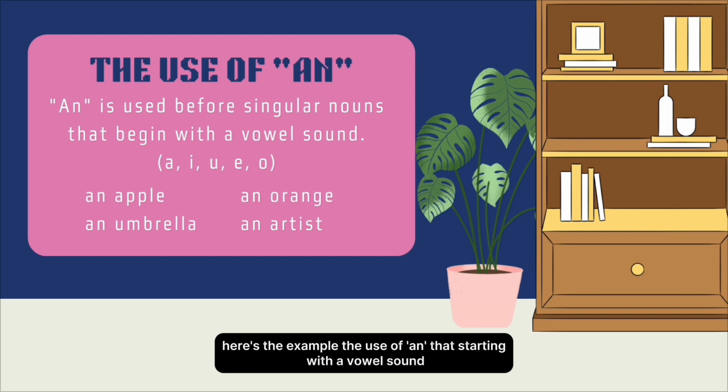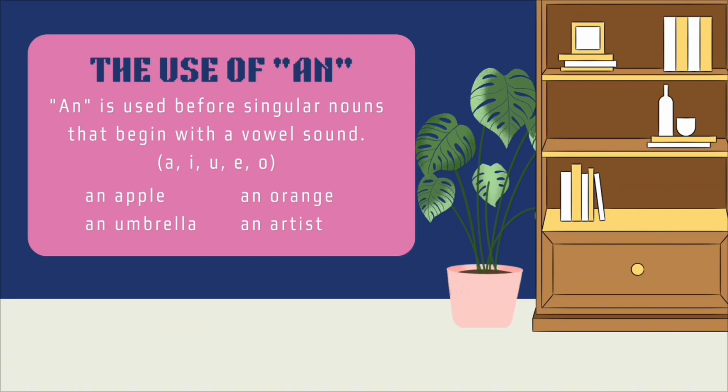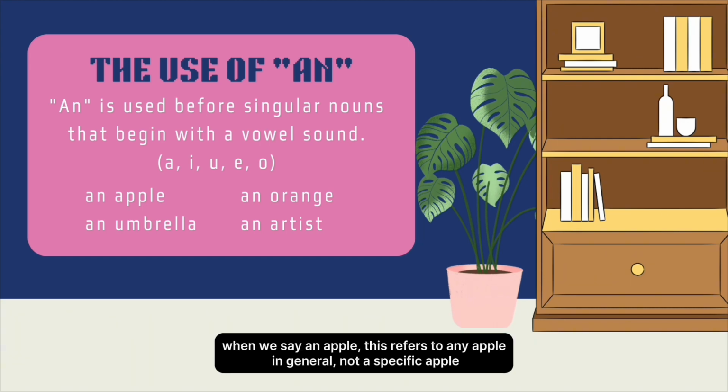Here's the example, the use of an that's starting with a vowel sound. The first is an apple. When we say an apple, this refers to any apple in general, not a specific apple. The article an indicates that we are talking about one of many apples that could exist. The same goes for an umbrella, an orange, and an artist.